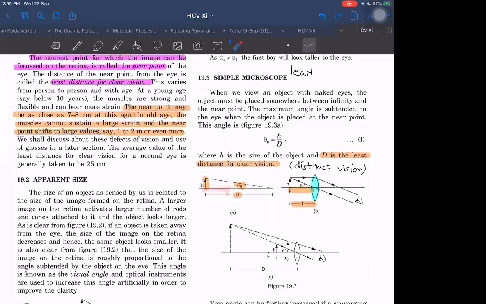Then I will not write the formula h by d upon h by f. Then I will write h by d upon h by, sorry, this d is near point only. No, wait a second. This is near point. h by u, I should write, I think, because it is the object distance for it. H by u, and v for this will be obtained at d distance. V will be at a d distance.